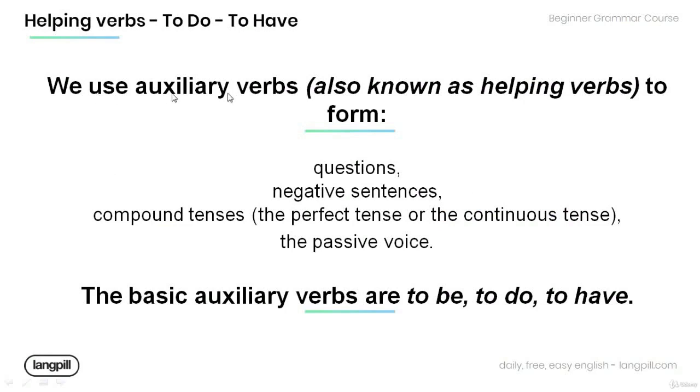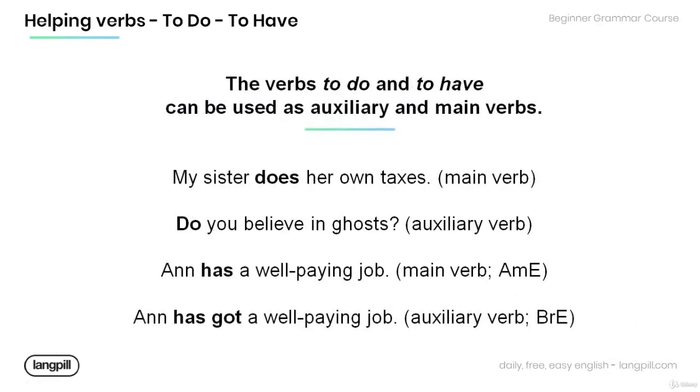Remember that we use auxiliary verbs, which are also known as helping verbs, to form questions, negative sentences, compound tenses, the perfect tense or the continuous tense, and the passive voice. Also note that the basic auxiliary verbs are to be, to do, and to have. Now the verbs to do and to have can be used as auxiliary and main verbs.